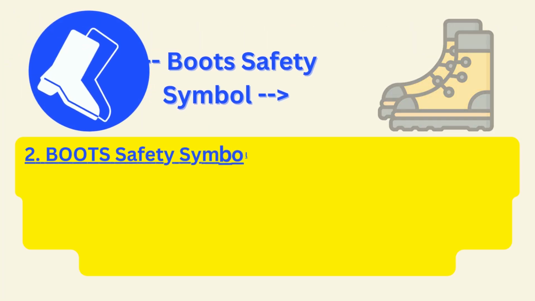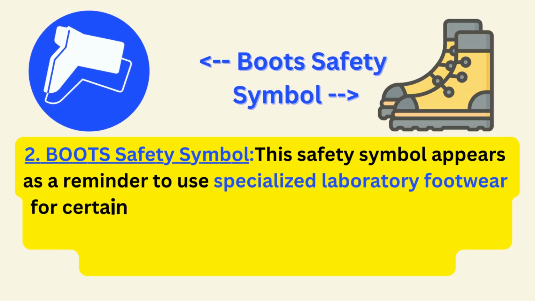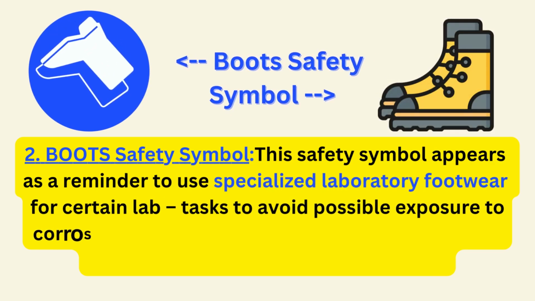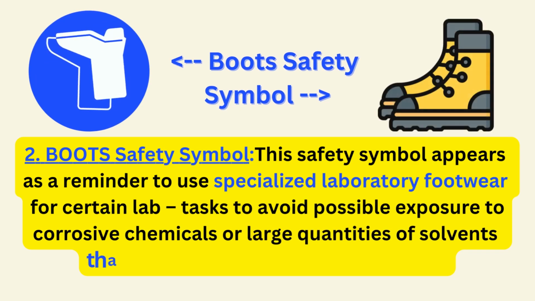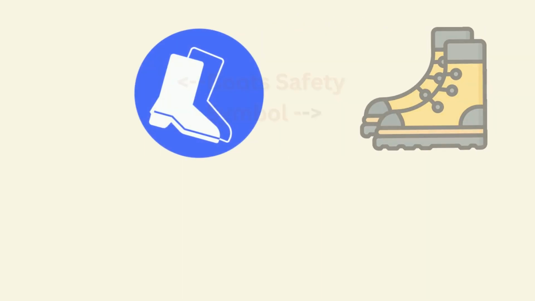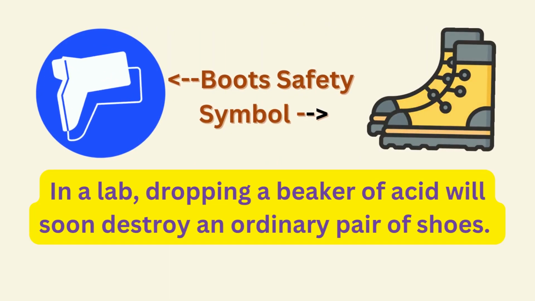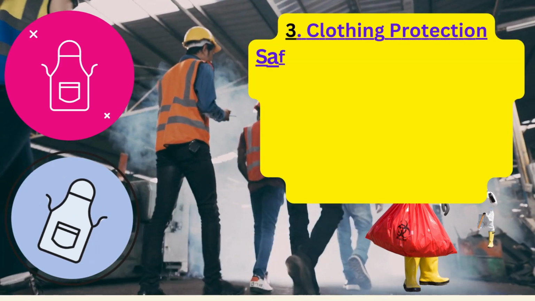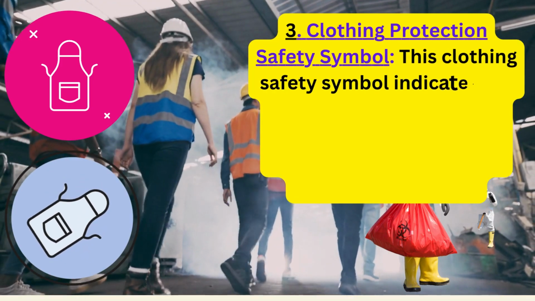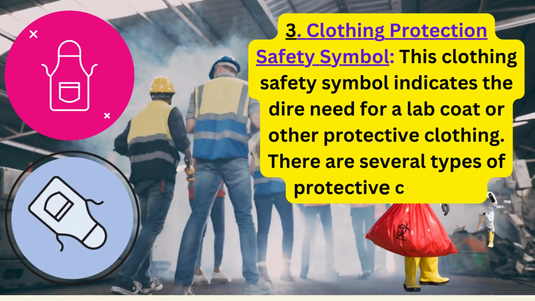2. Boots safety symbol. This safety symbol appears as a reminder to use specialized laboratory footwear for certain labs to avoid possible exposure to corrosive chemicals or large quantities of solvents that might penetrate normal footwear. In a lab, dropping a beaker of acid will soon destroy an ordinary pair of shoes. 3. Clothing protection safety symbol. This clothing safety symbol indicates the dire need for a lab coat or other protective clothing.